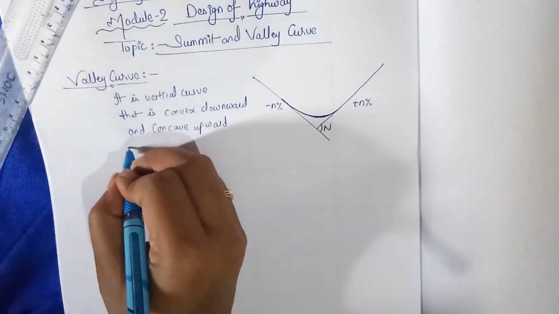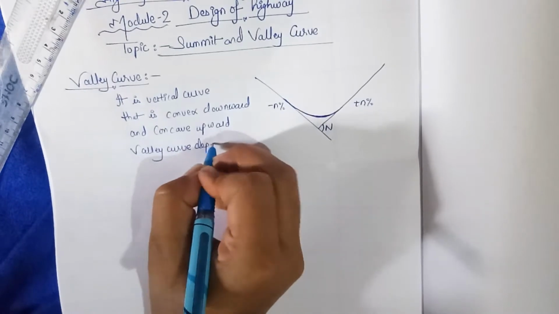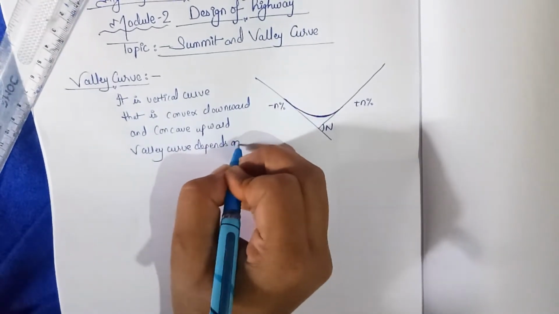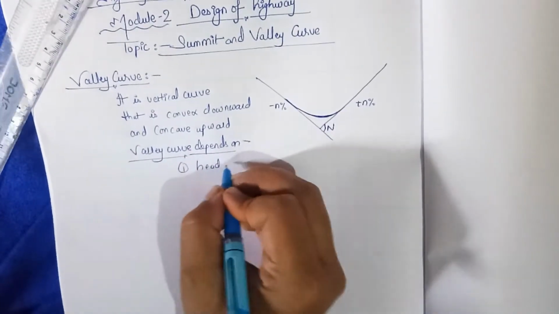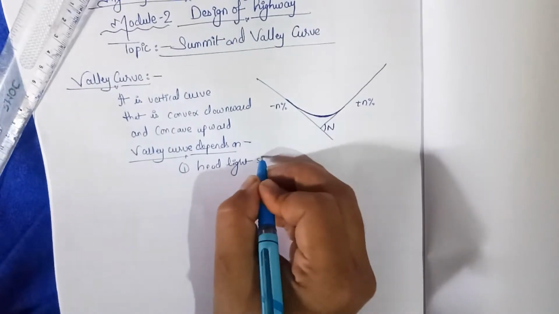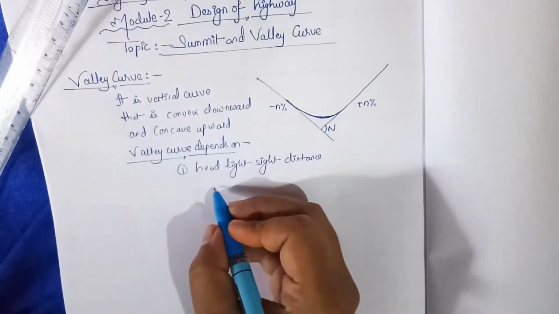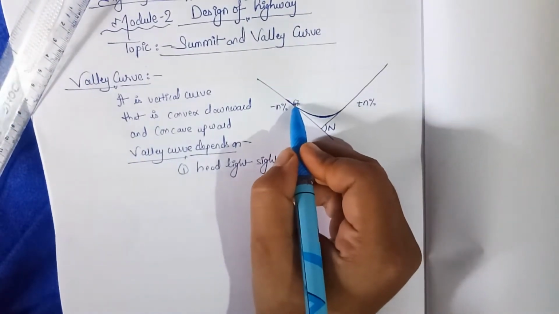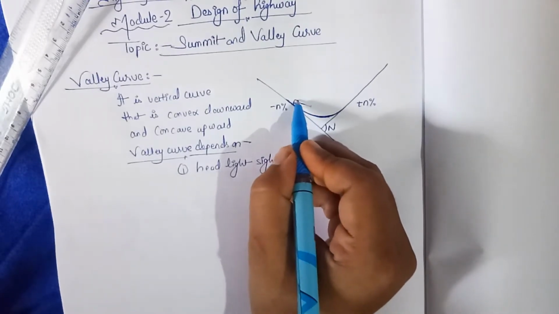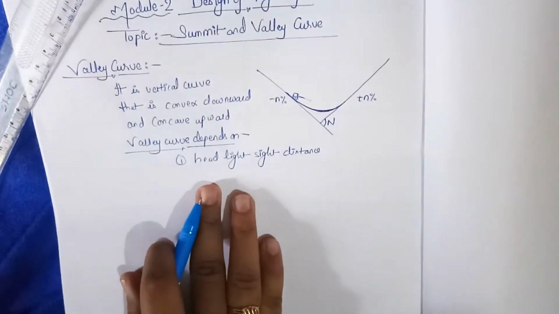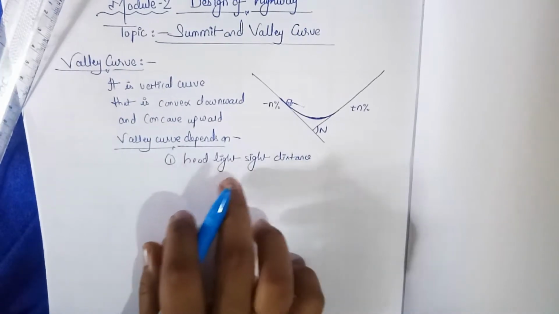Next we will see what valley curves depend on. Okay, so valley curves depend on various parameters such as first is the headlight sight distance. What is headlight sight distance? It means the sight distance available in the headlight of the vehicle is known as the headlight sight distance. So valley curve depends upon the headlight sight distance.